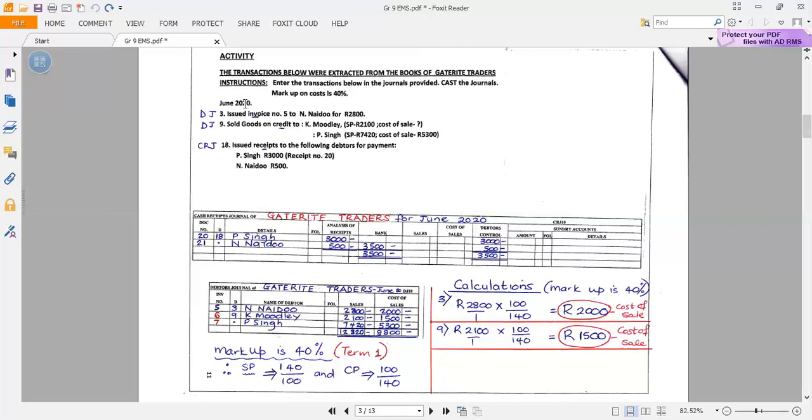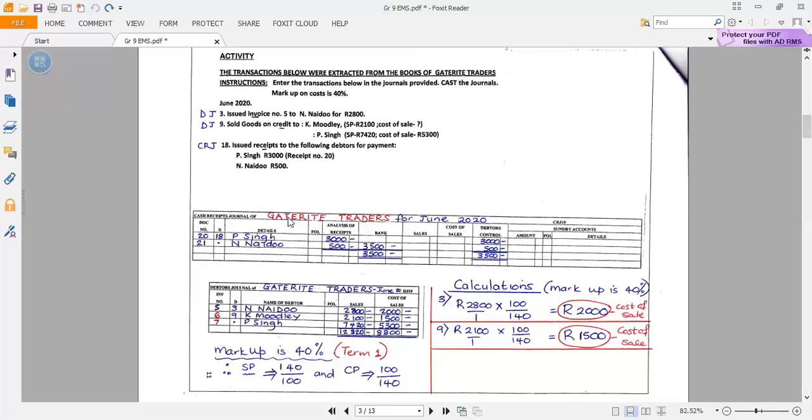So let us begin. For this particular activity, we are dealing with the cash receipts journal and the debtors journal. So immediately I'm going to complete the names of the CRJ and the DJ. So it's cash receipts journal of Gateway Traders for June 2020. I have allocated a folio number at the end there that makes for easy referencing, both for the CRJ and the debtors journal as well. It's debtors journal of Gateway Traders for June 2020. Dates DJ 10.